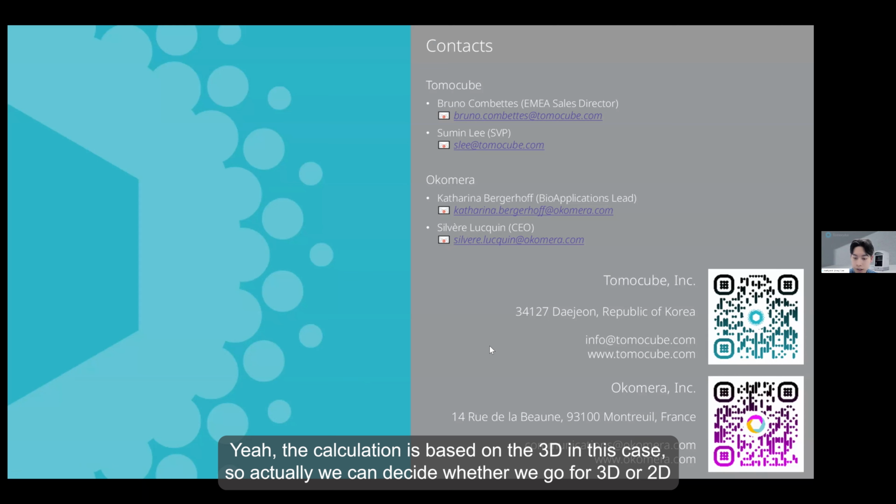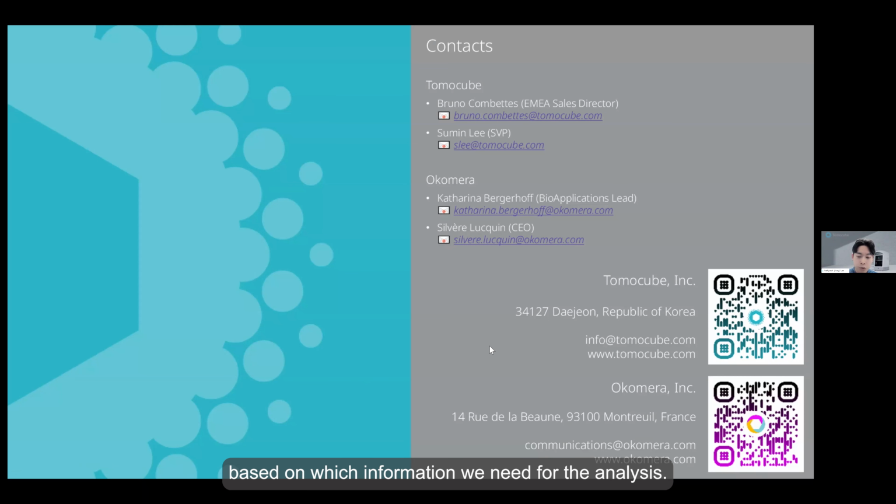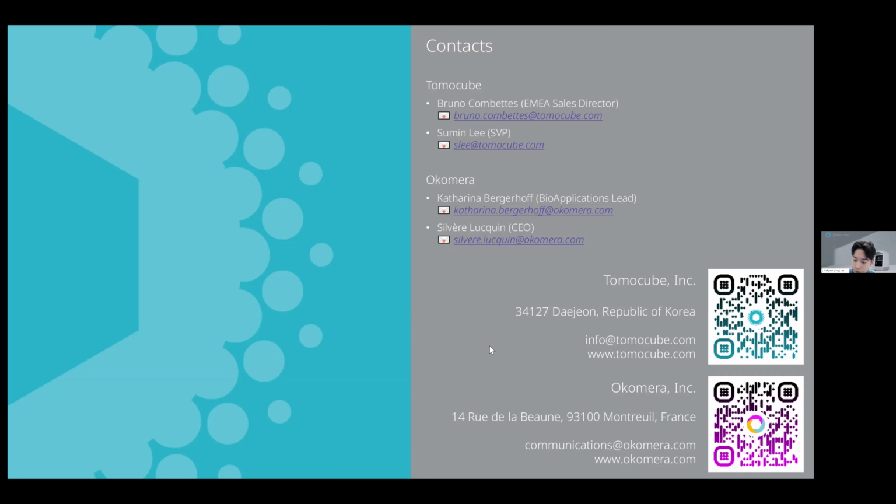So actually, we can decide whether we go for 3D or 2D based on which information we need for the analysis. In some cases, like counting the cells, it doesn't have to be necessarily in 3D. You can also get enough numbers in 2D as well.